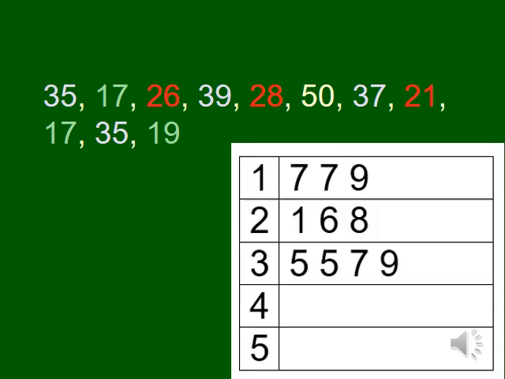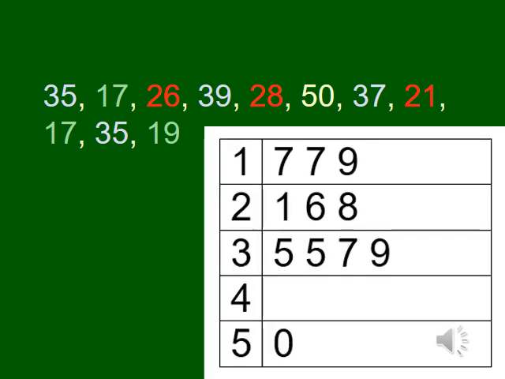I do basically the same thing for the 20s and 30s. In the 20s, I have 26, 28, and 21. I have to sort those out so that the smallest number comes first, which is why after the 2 I put 1, 6, 8. And similarly, after the 3, I put 5, 5 to show there were two 35s, and then 7, 9.